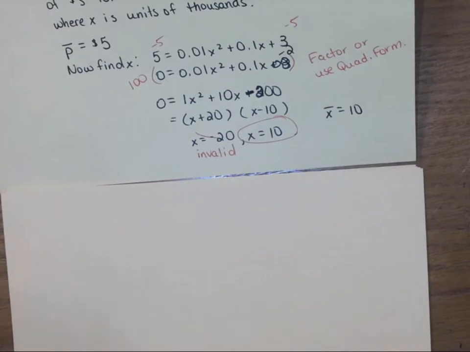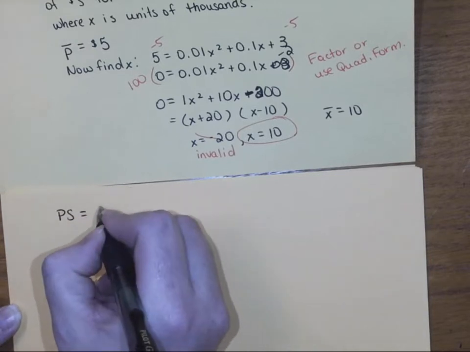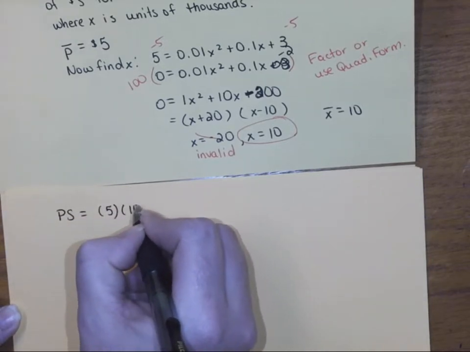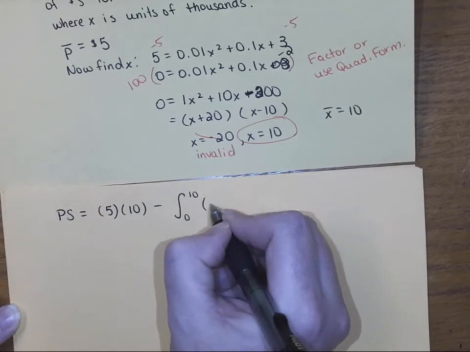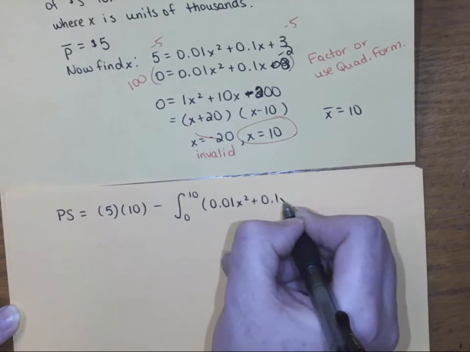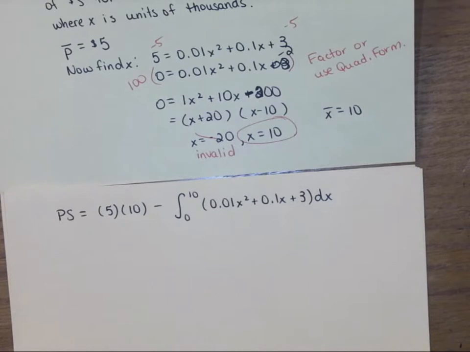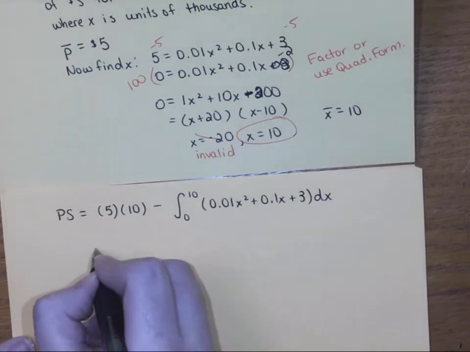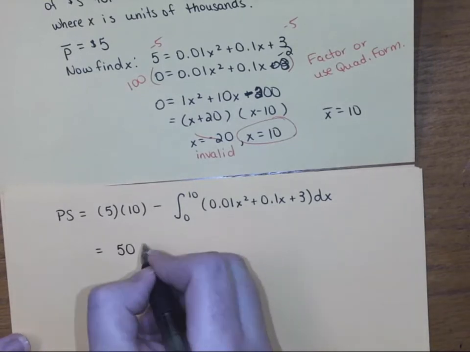So make sure you're using the right equation, right? So we want producer's surplus, right? So producer's surplus would be price times quantity minus the integral from 0 to 10 of this function. Okay, so 5 times 10 is 50. That 50 is just going to stay. We're just going to subtract off the answer once we're finished.